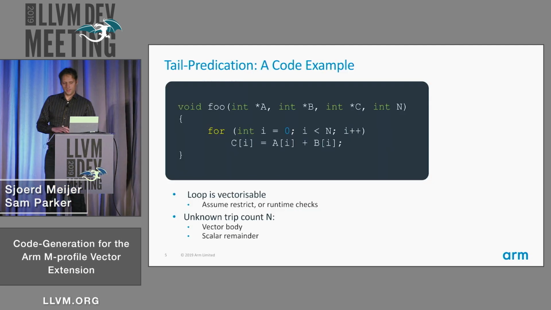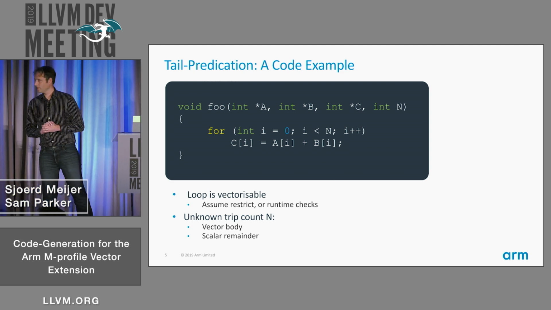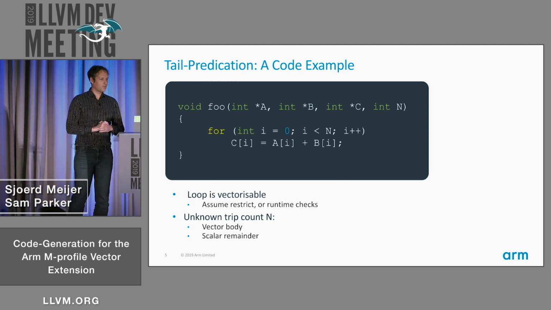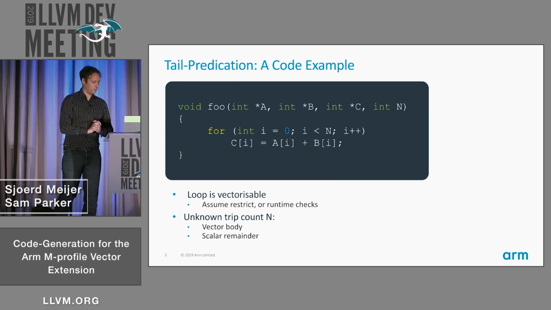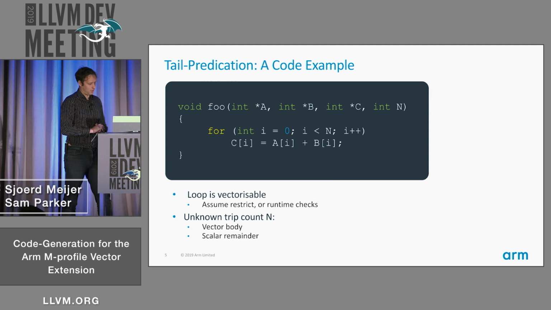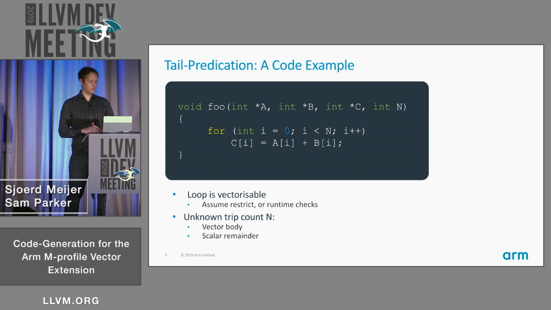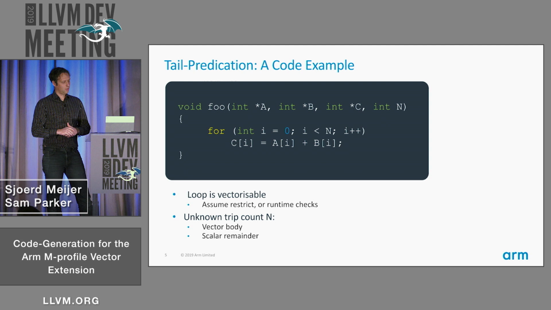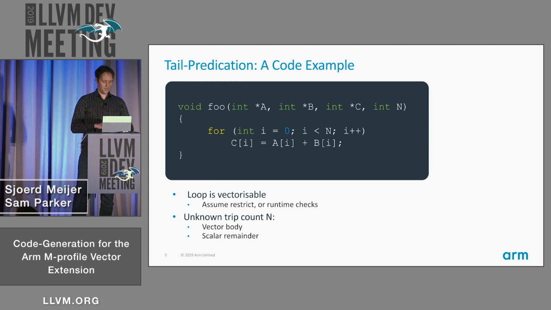For tail predication, that is a bit more complicated. So let's look at that with an example. Suppose you want to vectorize this loop, and when you play with auto-vectorisation, this is probably the first example that you write. You do a plus b, and store that to C. Assume that this loop is vectorizable, so you put either restrict on the arguments A, B, and C, or there are runtime checks to make sure that memories don't overlap.